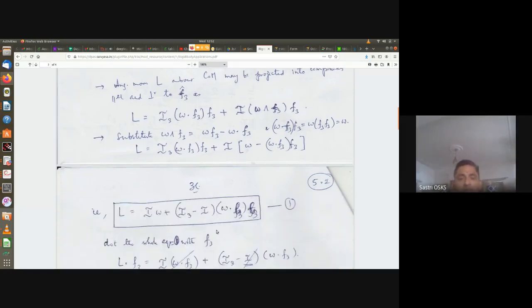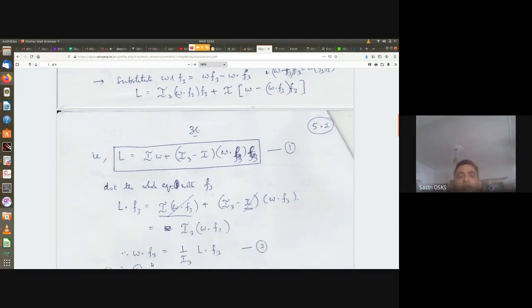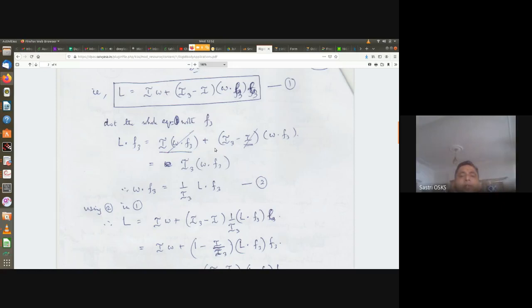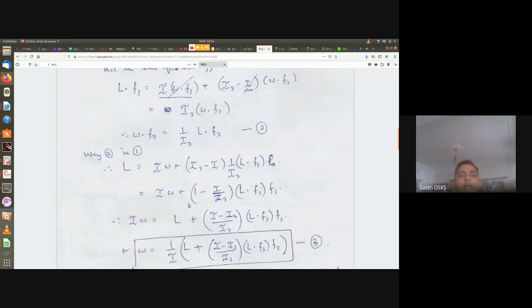The central step is this: when you get L, you dot both sides with F3, and that simplifies it, and you can get omega dot F3. This omega dot F3, L by I3, is what gives you omega 1. Basically, what is omega? Omega is the angular velocity vector. If you have a simple spinning top, it's spinning like this, then this is omega. That now is getting shifted to the side.